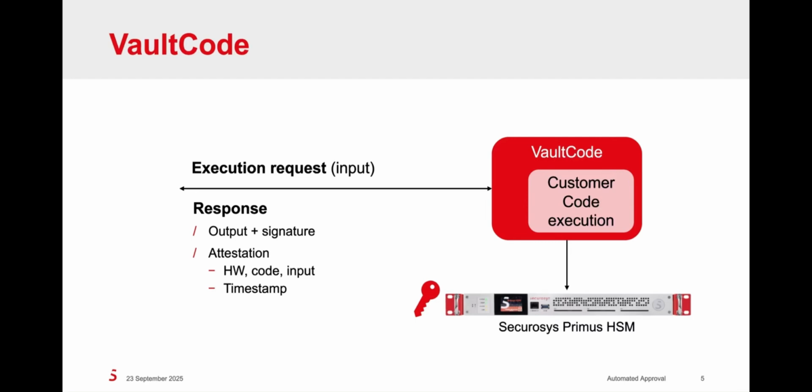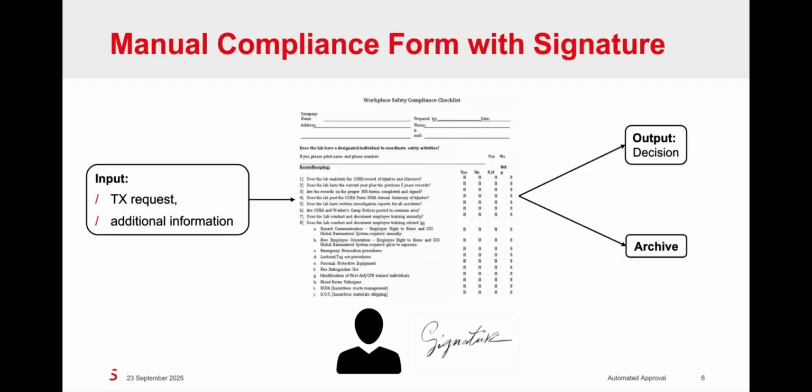And you have the input as a request, and it will use the HSM to do the attestation, and the response is output and signature and all the attestation. What can you do with that? So we talked about automated approval, but the Vault code is also useful as a standalone product.